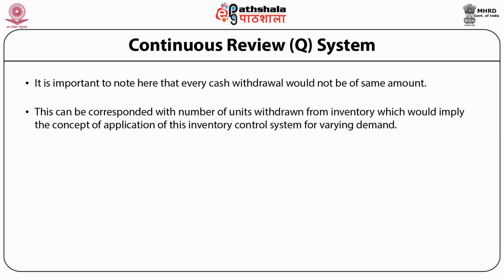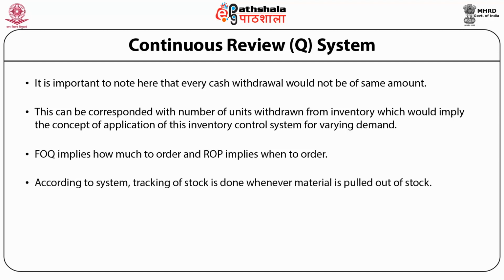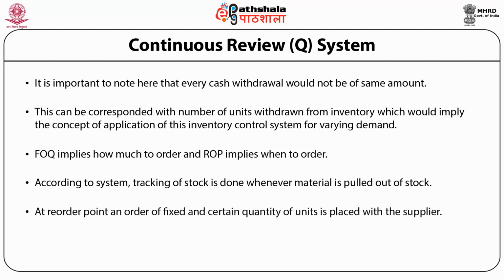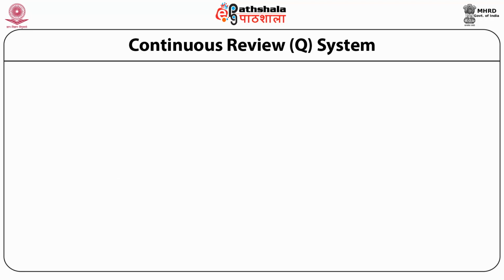This system is also termed as fixed order quantity or reorder point system. FOQ implies how much to order and ROP implies when to order. According to the system, tracking of stock is done whenever material is pulled out of stock. So it becomes easy to infer when stock reaches the reorder point even in case of varying demand. At the reorder point, an order of a fixed and certain quantity of units is placed with the supplier.